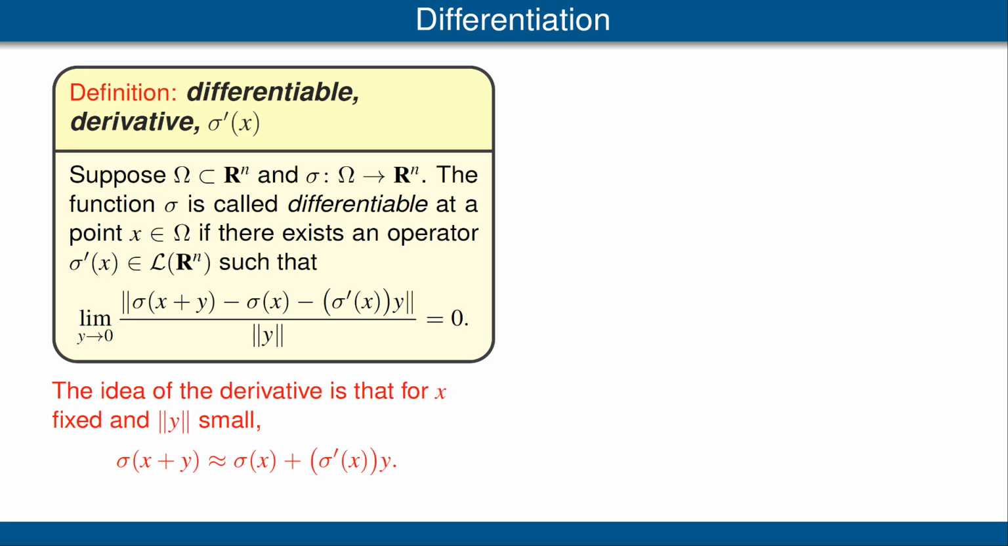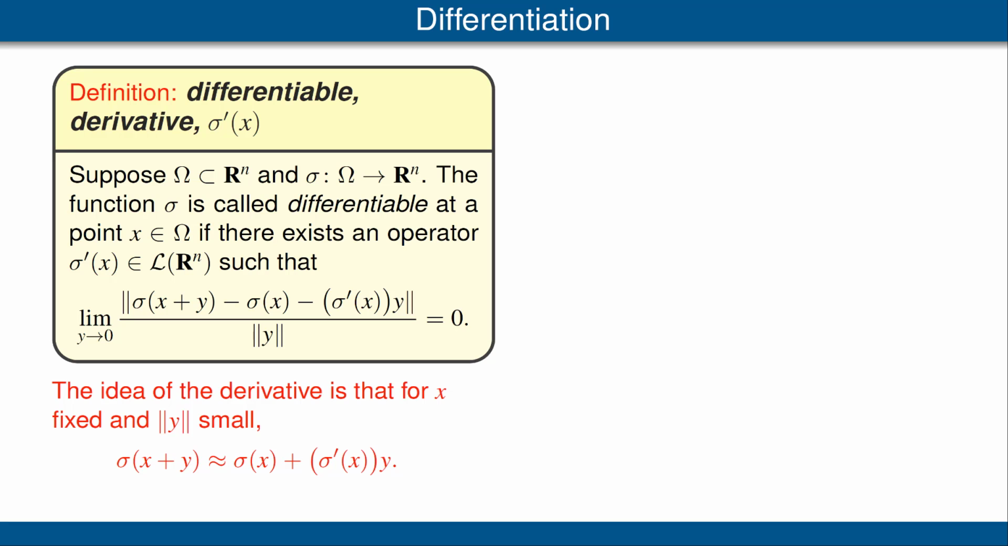The idea of this definition is that for x fixed and y a vector such that the norm of y is small, sigma of x plus y should be approximately equal to sigma of x plus sigma prime of x applied to y. In other words, the numerator should be small. Notice that it does not make sense to divide by a vector. Thus, we really need norm y in the denominator above. It would not make sense to write just y there.